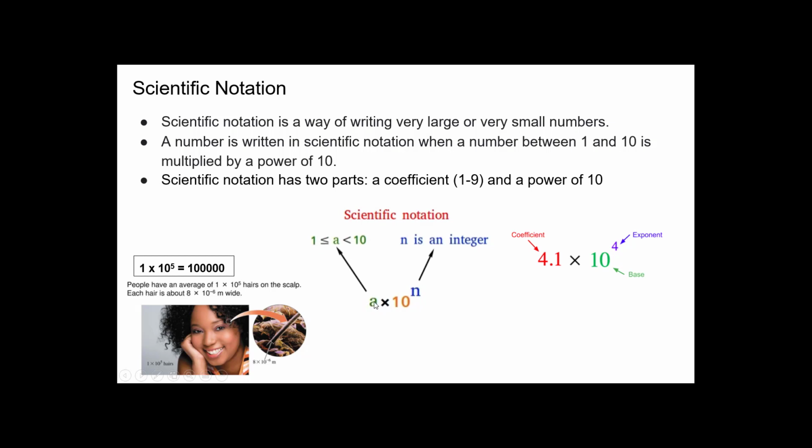The number that's here is between 1 and 10, and then we have the base of 10, and then we have an integer. Why do we do that? Because if we look at this problem here, people have an average of 1 times 10 to the 5th power hairs on the scalp. You would rather write it like this than like this. And when we start dealing with really large numbers, say 36, you would have a whole bunch of zeros. That really doesn't work in this environment, so we have to use scientific notation. And you would need to convert if you're also already working with other numbers in scientific notation.